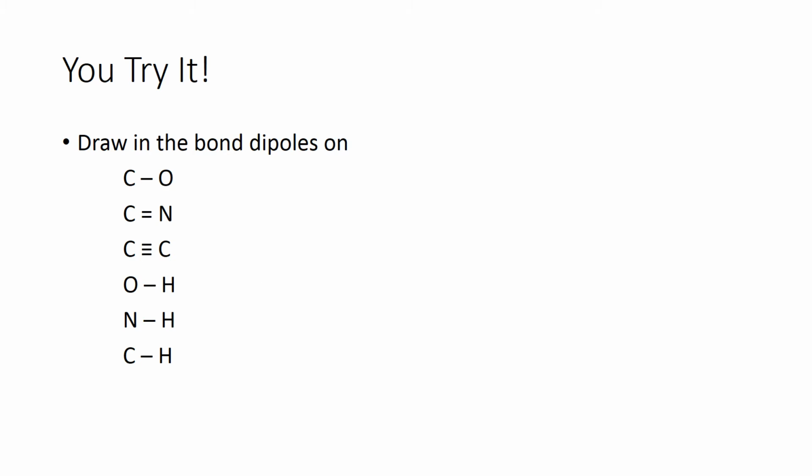So now I want you to try to draw in the bond dipoles on these bonds. Make sure you put the del positive on the correct atom, del negative on the correct atom where there is a dipole. When you get through, pause, and then when you get through, restart and check your answers.